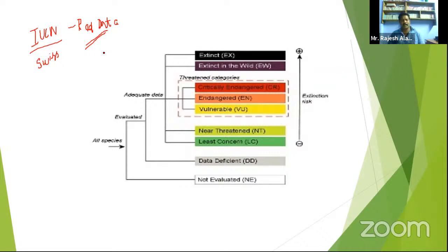So what are the criteria? Extinct means not even a single species is present. That statement is prepared from the government annual reports. Our National Botanical Survey and National Zoological Survey play a role in this.